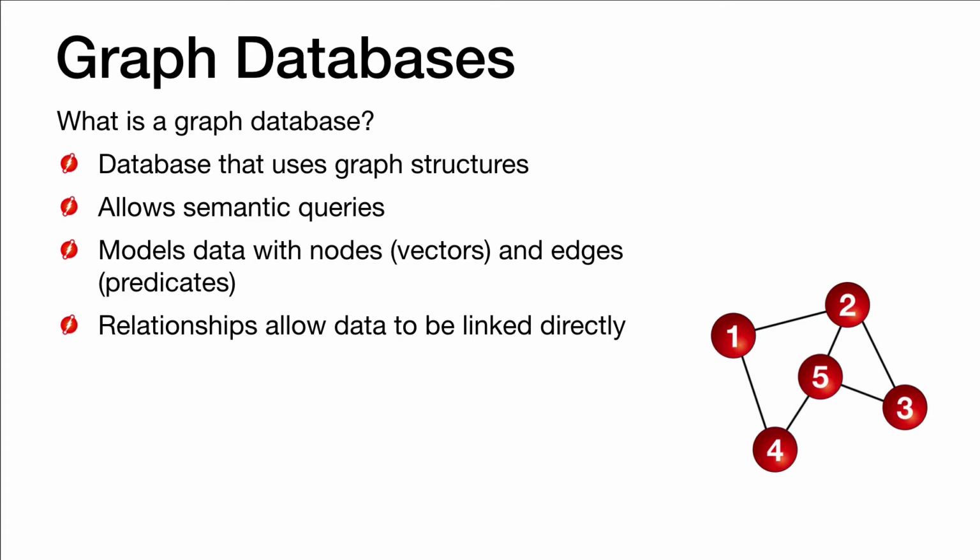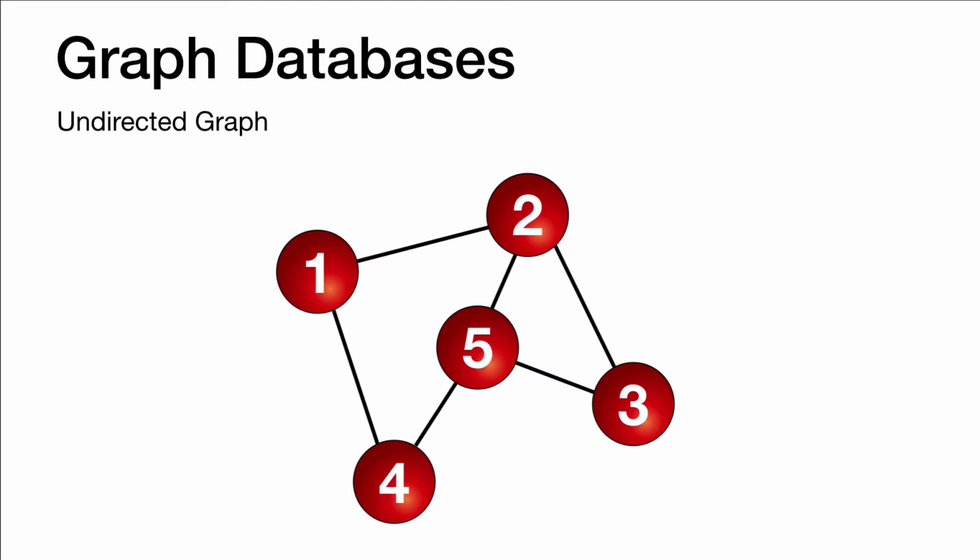It also allows modeling data with nodes, also known as vertices, and edges, referred to as predicates. Relationships also allow data to be linked directly. This is an example of an undirected graph. Notice that lines go between the nodes, but there are no directional arrows. This is an example of a directed graph. Notice that the arrows point in the direction of the relationship.